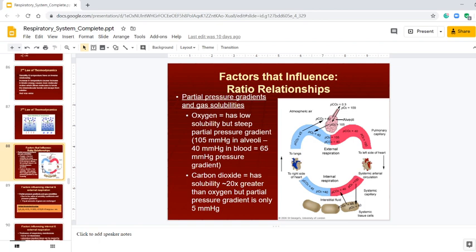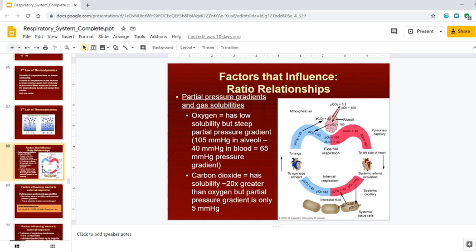All right, so let's just do this one and then we may be done, just because we've had a lot of laws and rules, inverse and direct. All right, partial pressure gradients and gas solubilities. Okay, so partial pressure gradients and gas solubilities.